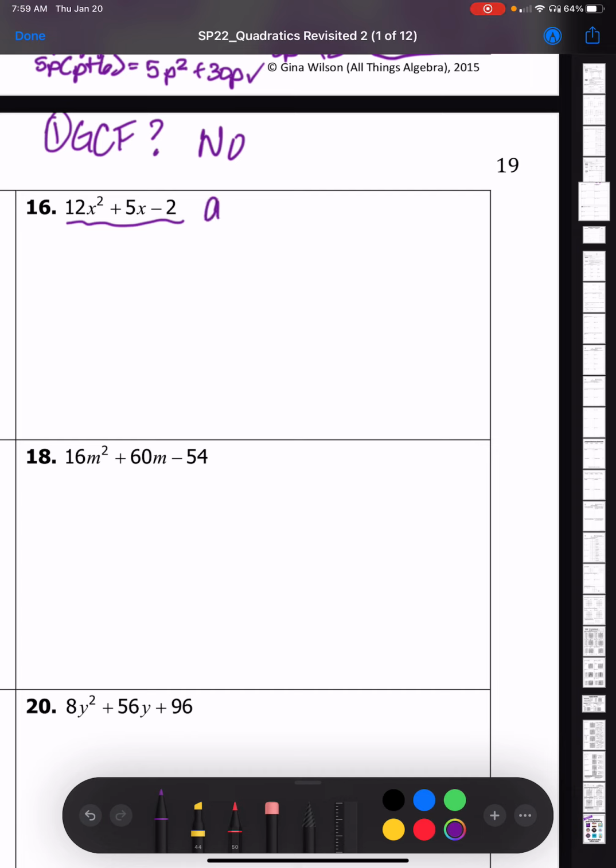So we're going to list our A, B, and C. A is 12, B is 5, and C is -2. Go to our factor cross. We need factors that are going to be 12 times a -2, which is A times C, -24, that are going to add to be our B, which is +5.